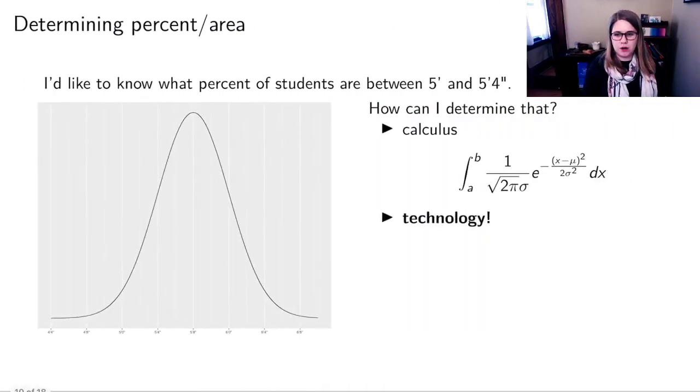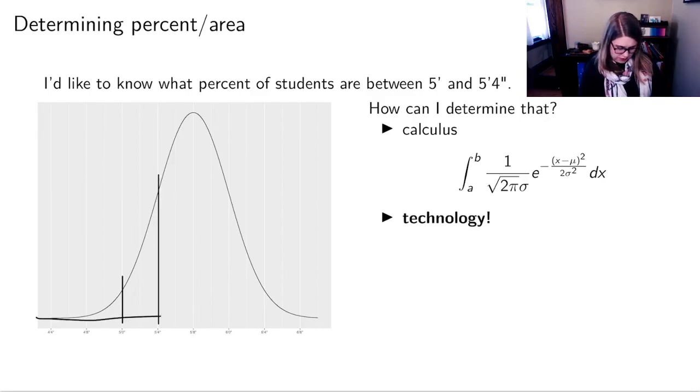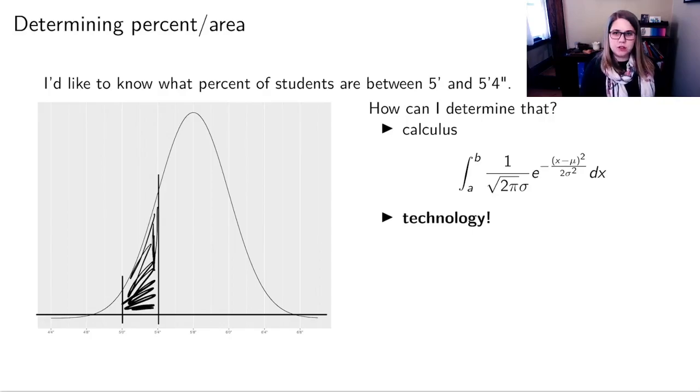But let's say that I want to know what percent of students are between 5 foot and 5'4". So I want to know from here to here. And again, I'll stick that baseline on so it's got something to sit on. I'm trying to figure out what this area right there is. There are 2 ways I could figure out that area. One is I could use calculus. I could do the integral from a to b of this probability density function, but that would be pretty painful. So I do not want to do that.